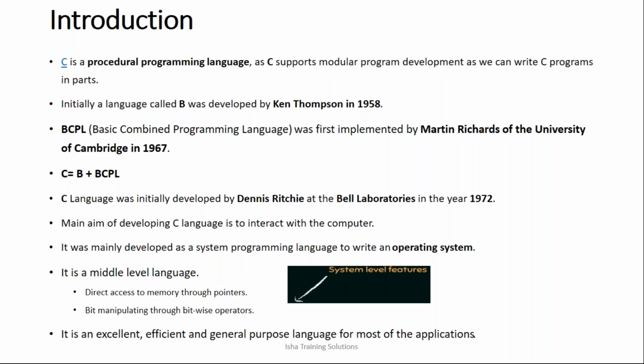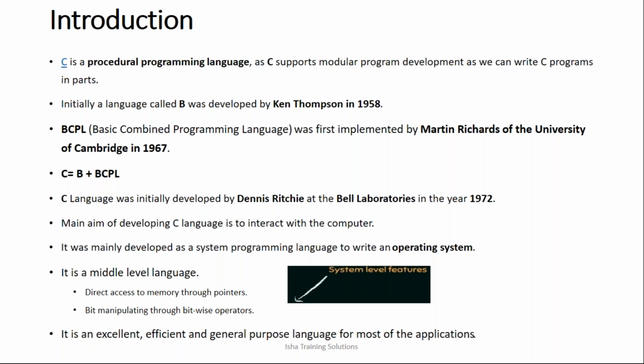Before the C language was developed, this language was initially called the B language, and it was developed by Ken Thompson in the year 1958. In the year 1967, another programming language called BCPL, Basic Combined Programming Language, was first implemented by Martin Richards in the year 1967.